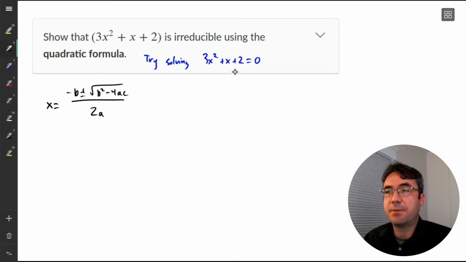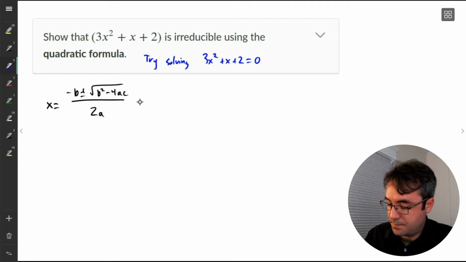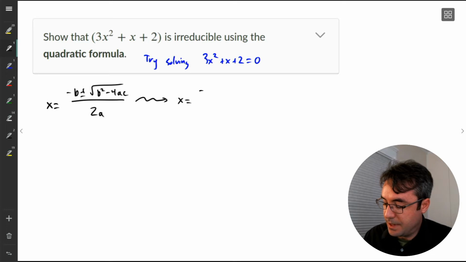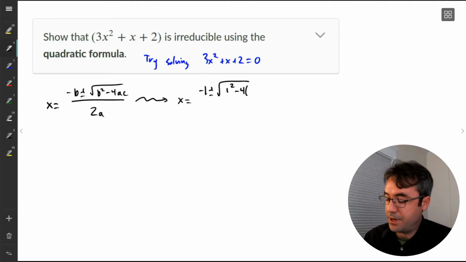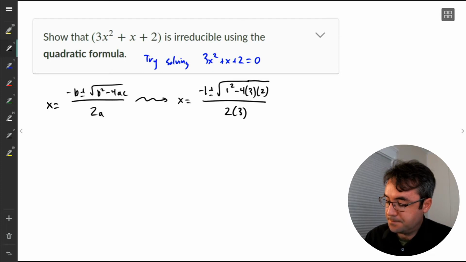So b is the number in front of the x term. So we would get a negative 1 plus or minus the square root of 1 squared minus 4. A is the number in front of the x squared, so 3. And then c is the number by itself, so 2. And then all over 2a.